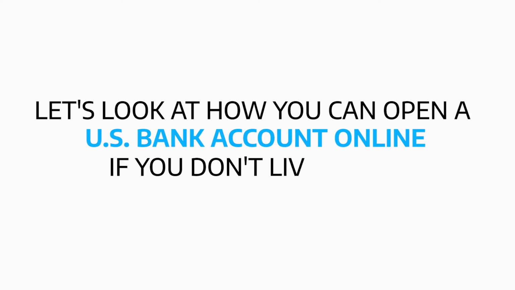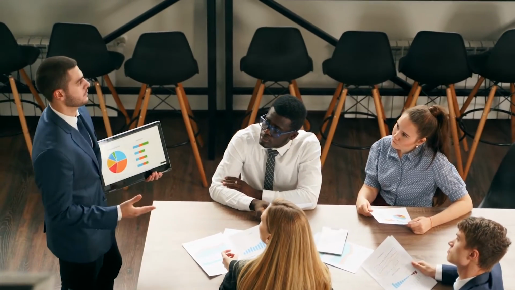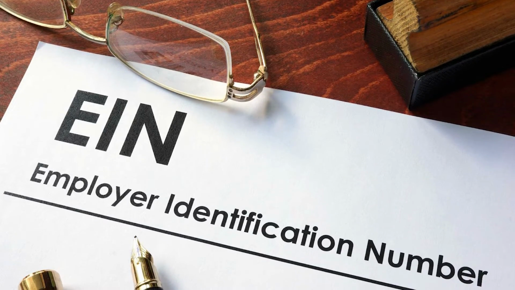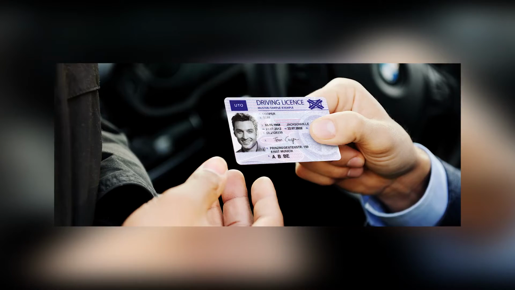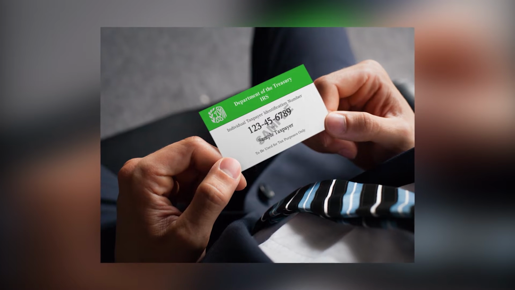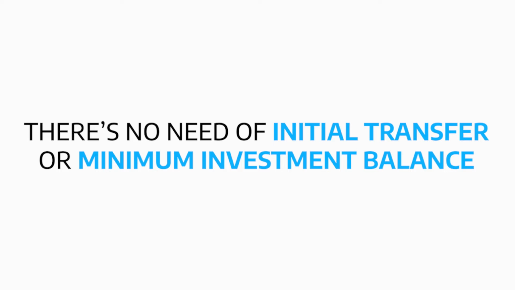So let's look at how you can open a US bank account online if you don't live there. And what documents would you need? If you operate a company in a country other than your own and want to open a corporate account, you must submit the U.S. registration document and number, EIN or tax affirmation from the Internal Revenue Service, U.S. commercial location, passport, or U.S. driving license. If you live within the U.S., you'll need ITIN or Social Security card and utility bill from the previous 6 months. There's no need of initial transfer or minimum investment balance.